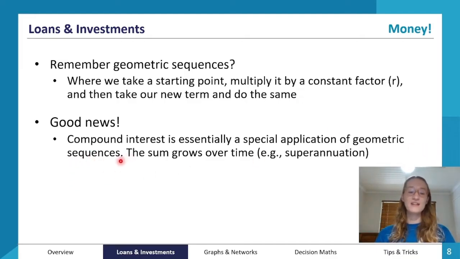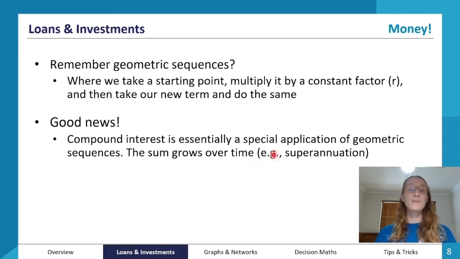of geometric sequences. So we're actually doing quite a similar thing if you think about it conceptually when we're doing compound interest, because we're taking a starting point, which would be the amount of money in the investment or the loan, and then we're multiplying it by a constant factor, which is the amount of interest being paid or owed, depending on whether it's a loan or an investment. And then just like in our geometric sequences, our number grows exponentially as it's multiplied by the constant factor. The same happens in our loans and investments because the sum grows over time.